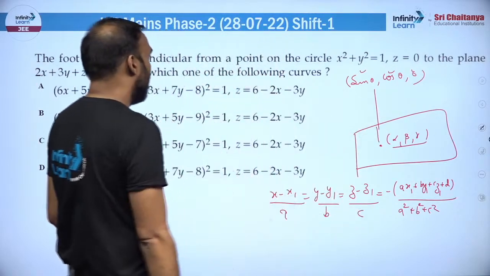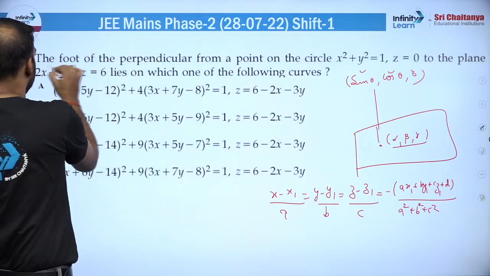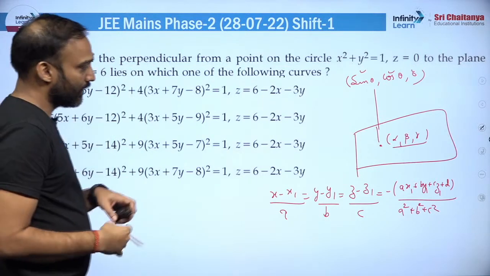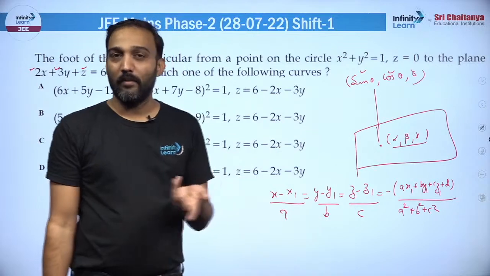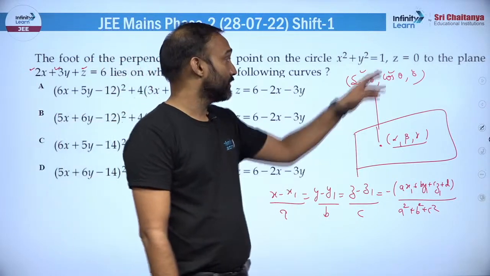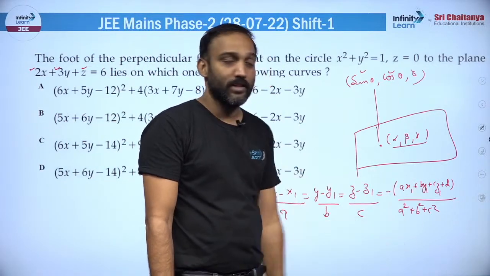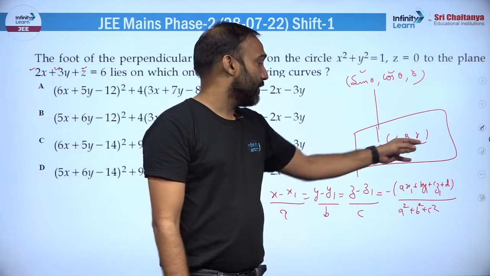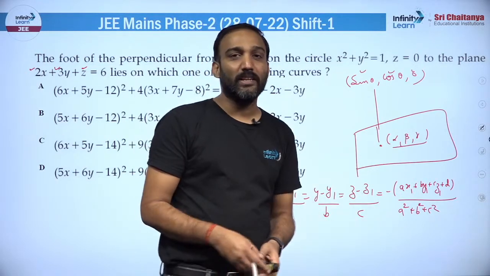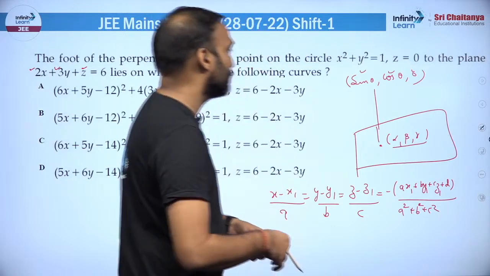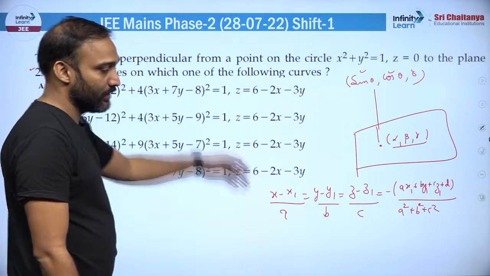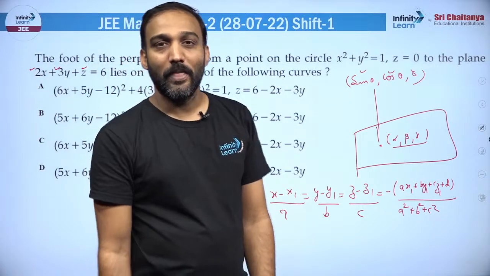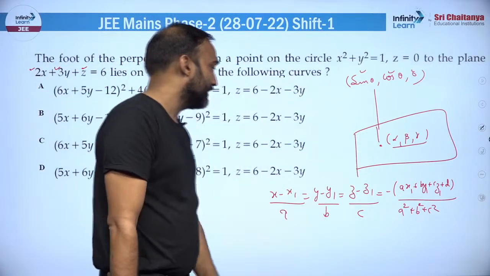a, b, c are the coefficients of your plane, right? So using this formula, I can get the values of α, β and γ in terms of sine and cos, because sine and cos would be there in x1, y1, z1. If α, β, γ are in terms of sine and cos, we can eliminate sine and cos and get the locus in terms of α, β, γ. Replace α, β, γ by x, y and z, and you will get the equation of the curve. So that is how we can solve this particular example.